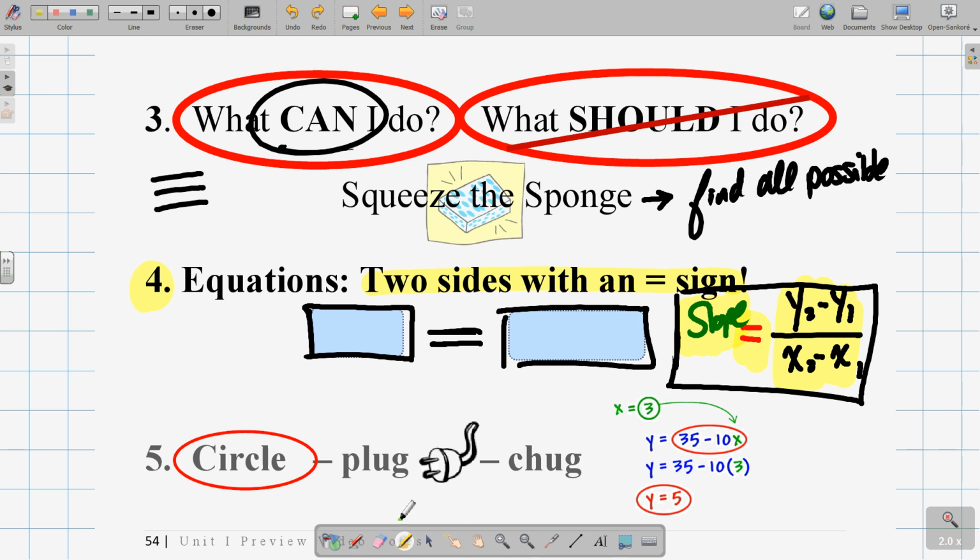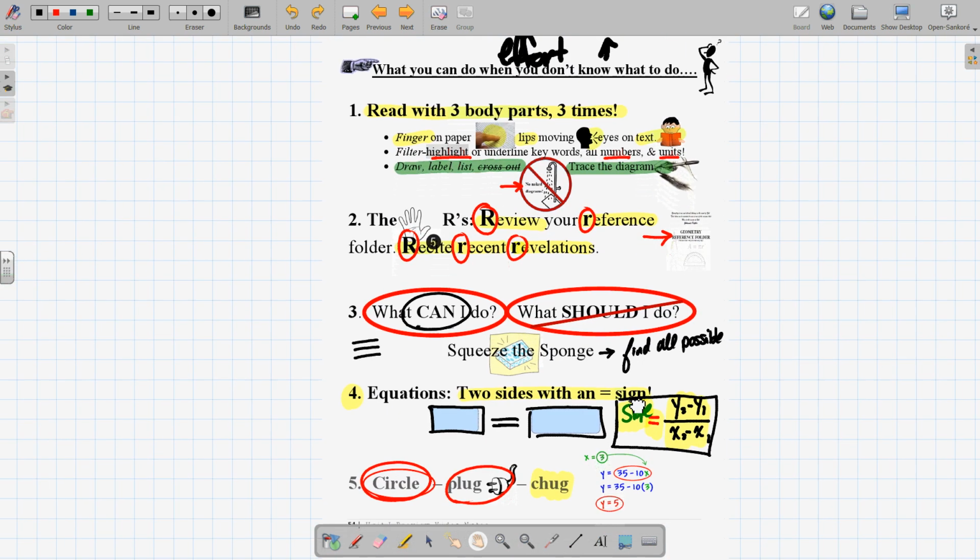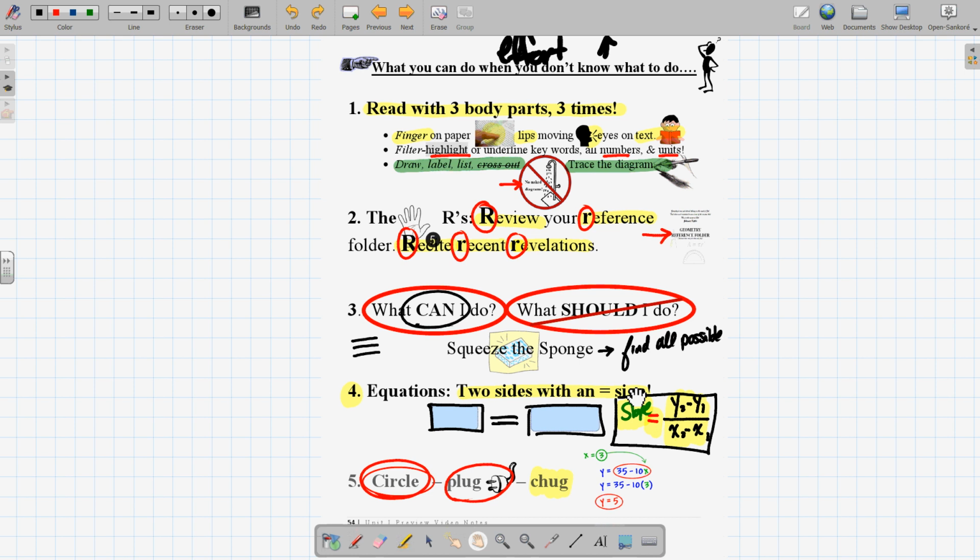When you're working with equations, learn to what I call circle, plug, chug. Circle items, plug them in. Chug is my euphemism for do the work. Five things you can do when you don't know what to do. You can always do these five things, even if you have no clue how to solve a problem, because effort brings understanding.